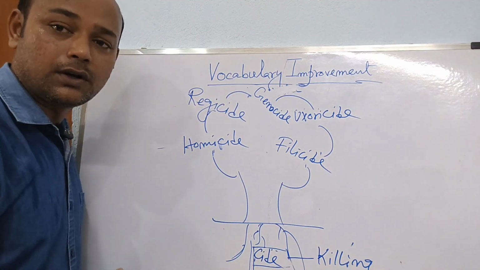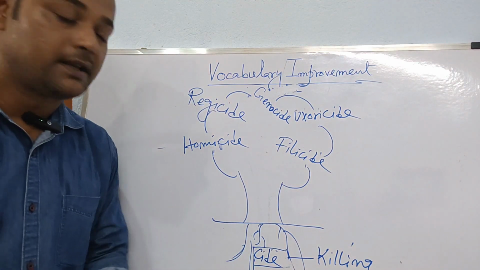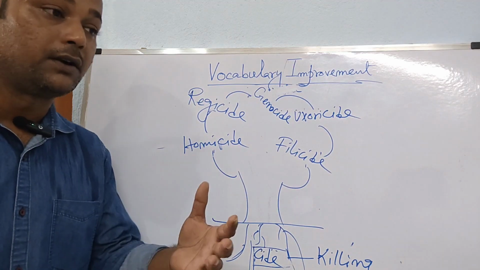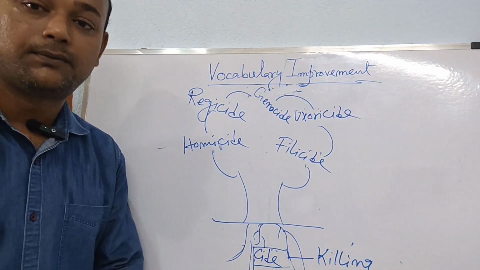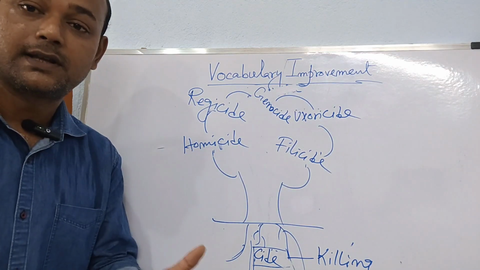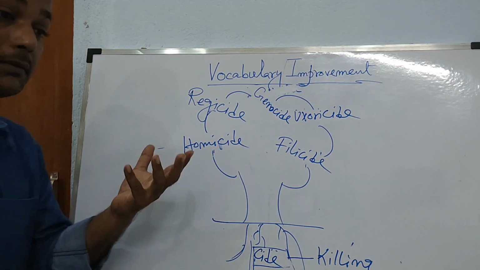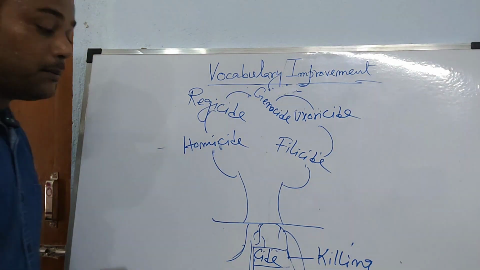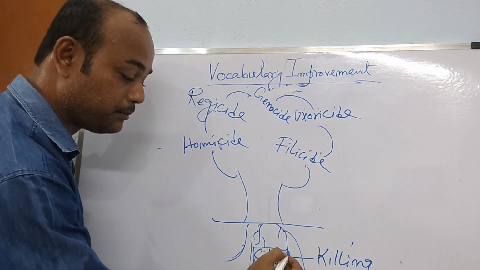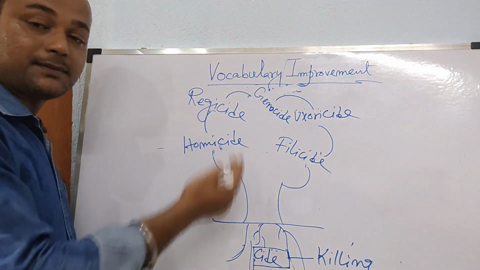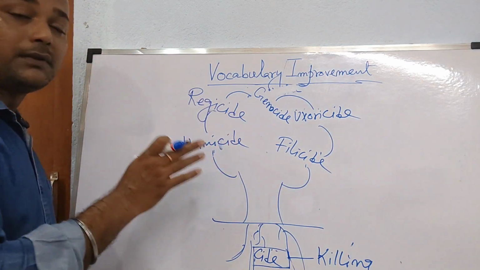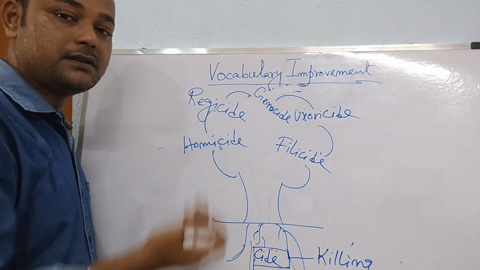And a lot more side words are there, like matricide, killing of mother. Fratricide means killing of a brother. Sororicide, killing of a sister. So lots of killing words are there. By drawing a tree, you can explain how to improve the vocabulary. Okay, I think it will be an interesting way to teach the students.